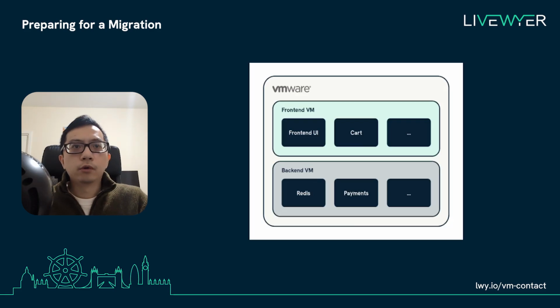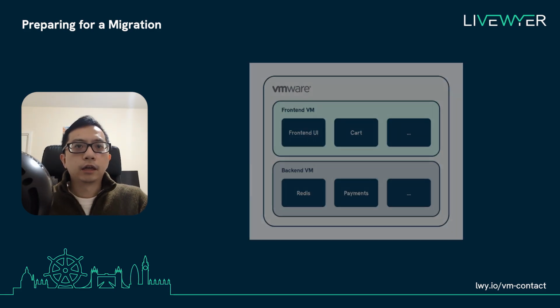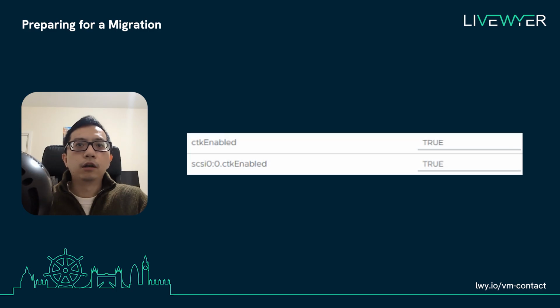To verify whether or not this is enabled, check the properties of your VM and look for CTK enabled. In the screenshot, you see we have change block tracking enabled for a VM and its single hard disk. If a VM has multiple disks, then you have to set CTK enabled for each one.